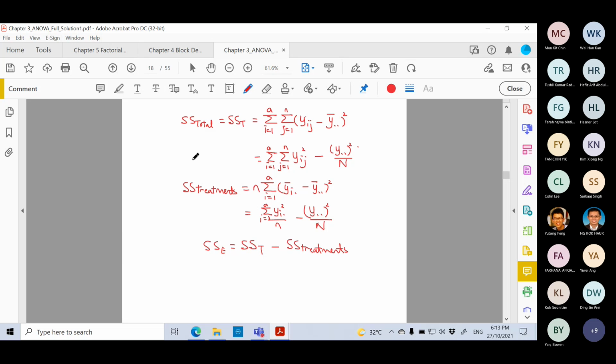So to calculate manually the sum of squares for total, sum of squares for treatment, and sum of squares for error, you can simplify the formula in the following form. You can see that this part is common for the sum of squares for total and the sum of squares for treatment. Finally, we can calculate the sum of squares for error.